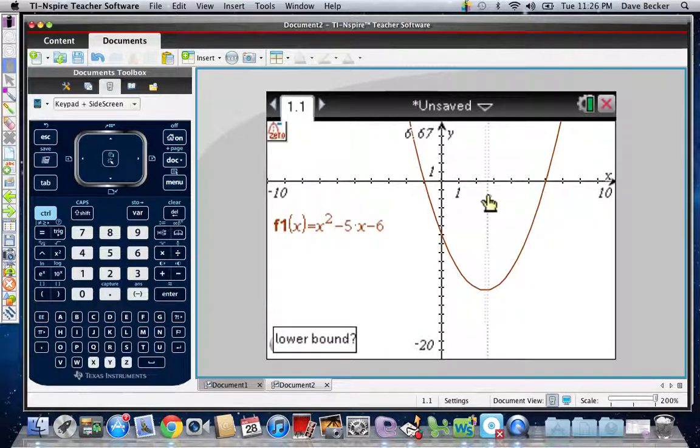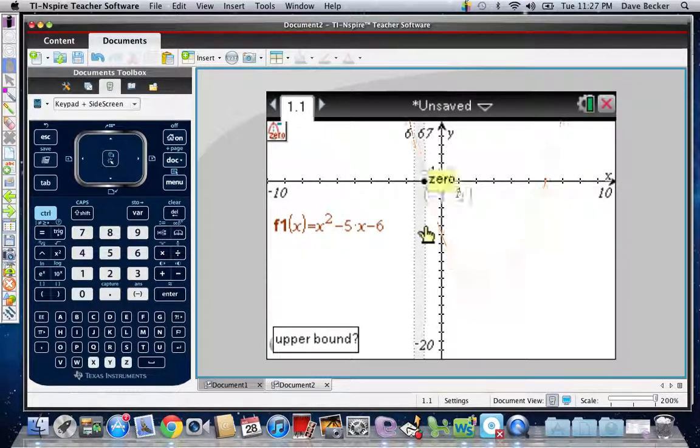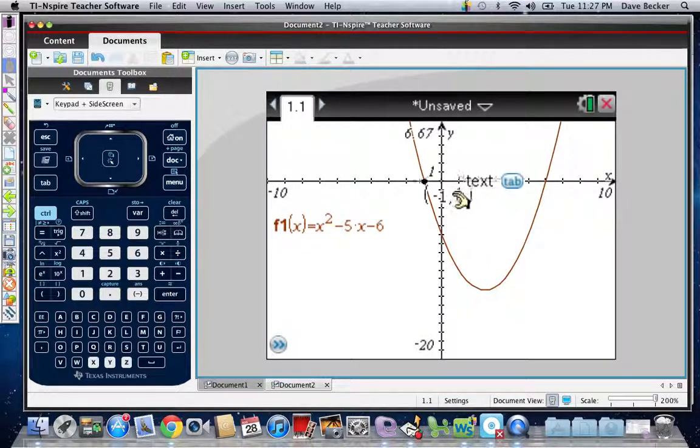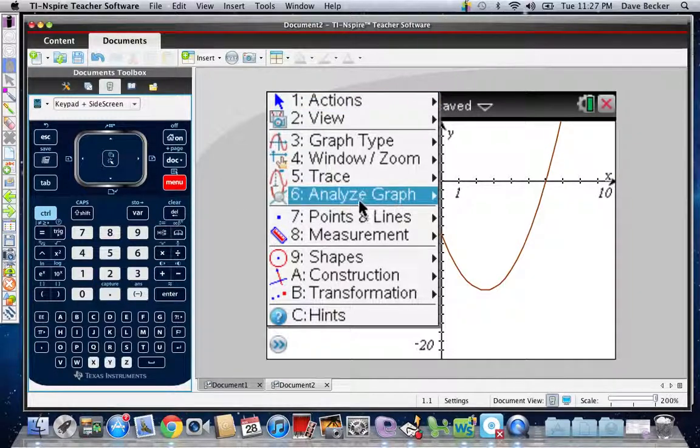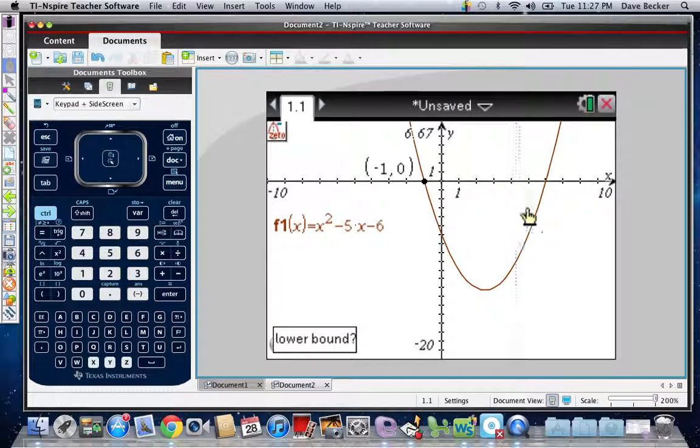Okay, and it's asking me where's my lower bound. Well, that's on the left side of the intersection of the x-axis. So I click again, and it tells me that that point right there is -1, 0, meaning that the function is equal to 0 when x is equal to -1. And then I have another guy over here, so I'm going to do the same thing again. Find the 0, lower bound left, upper bound to the right, and again the function is equal to 0 when x is equal to 6.